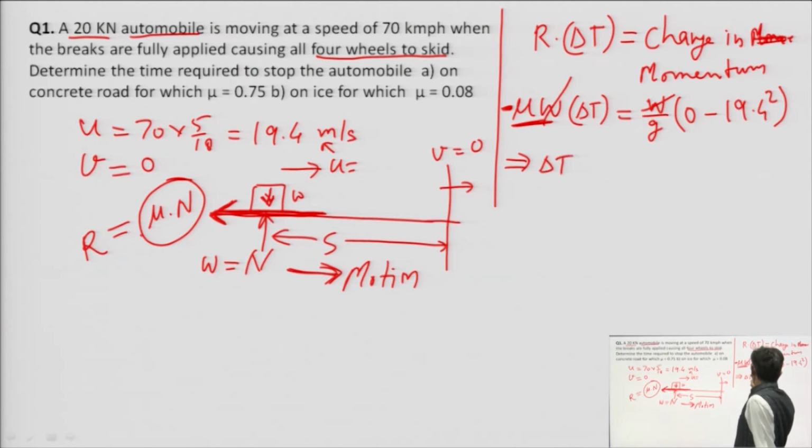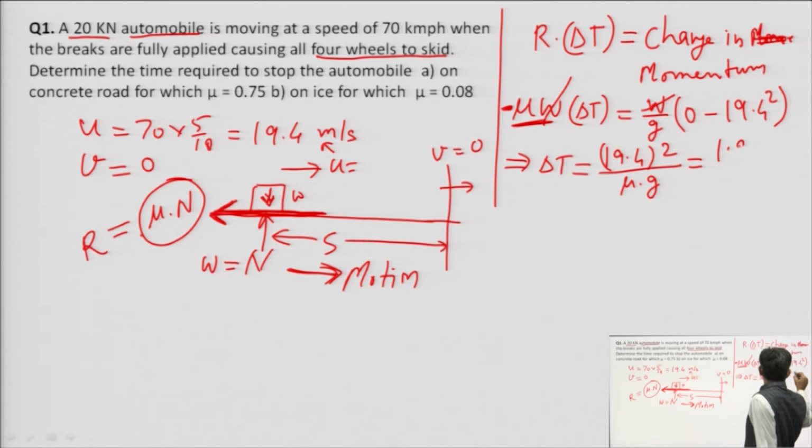So, delta t is equal to 19.4 square divided by mu into g. So, we can put the value of g, and it is 1.982 divided by mu. So, this is the time required.